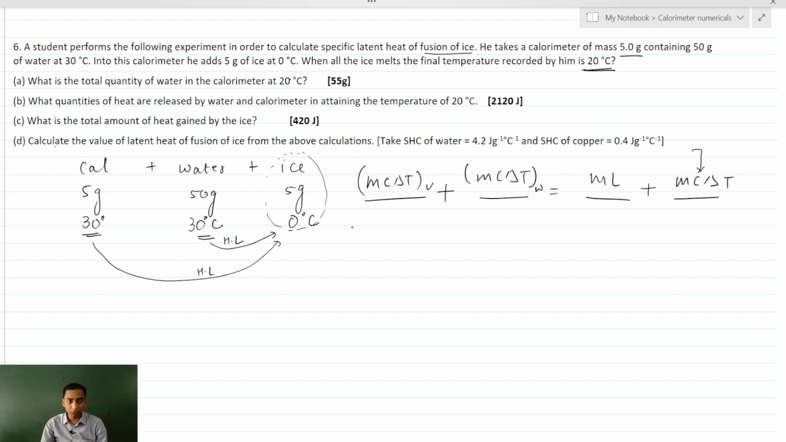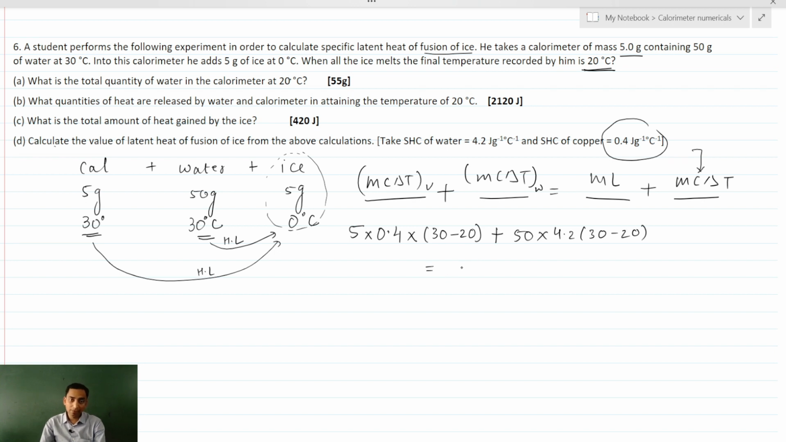So let us substitute the values over here. That is 5 grams into specific heat capacity, which is given as 0.4 over here. So I'm going to substitute the value 0.4, from 30 to 20. Always remember high temperature minus low temperature. In this equation, as per heat lost is equal to heat gained, everything should be positive: delta T has to be positive, Q has to be positive. Plus mc delta T of the water, so 50 grams into 4.2, again from 30 to 20. This is the heat lost.